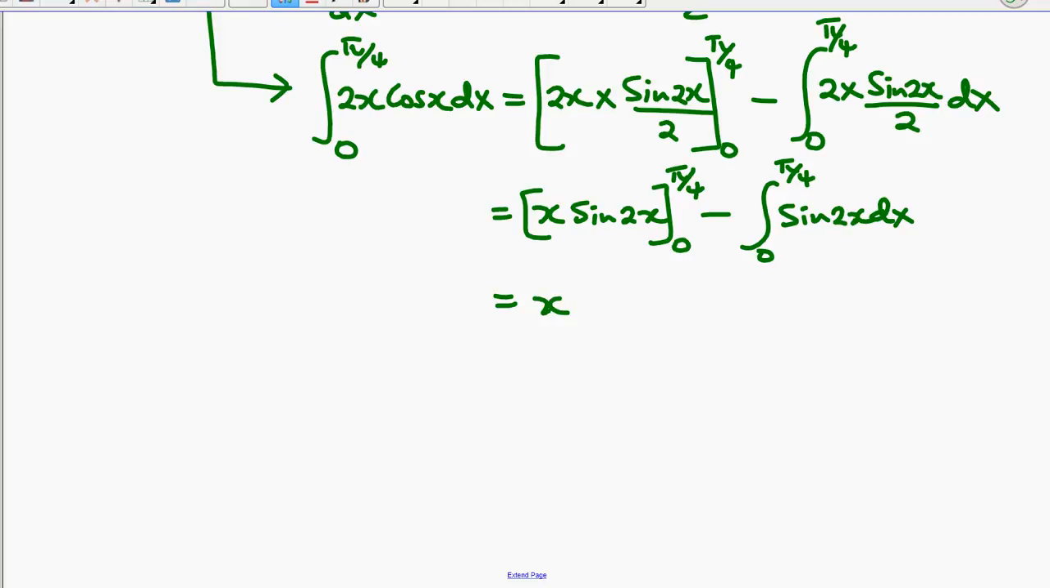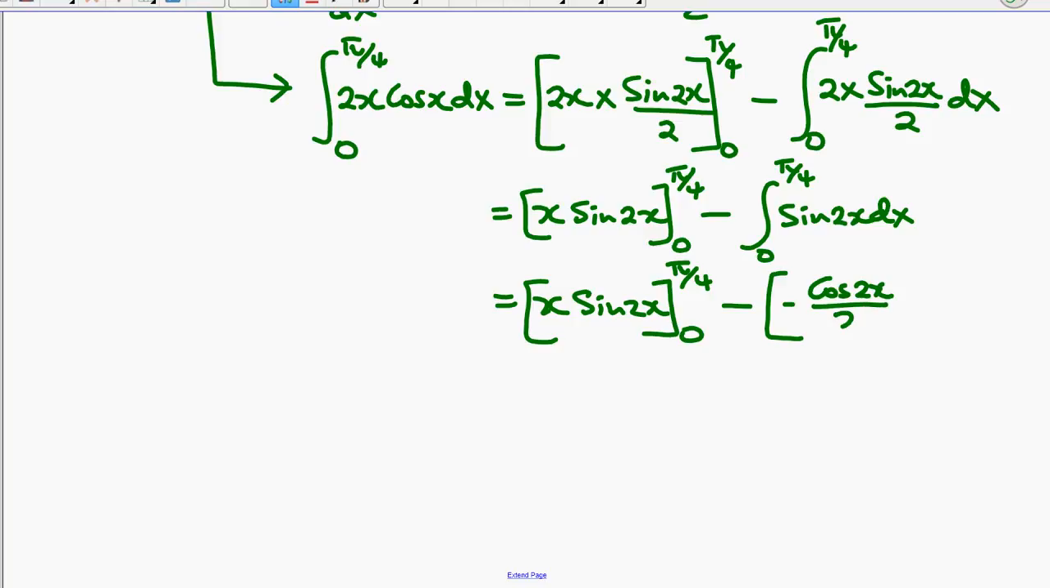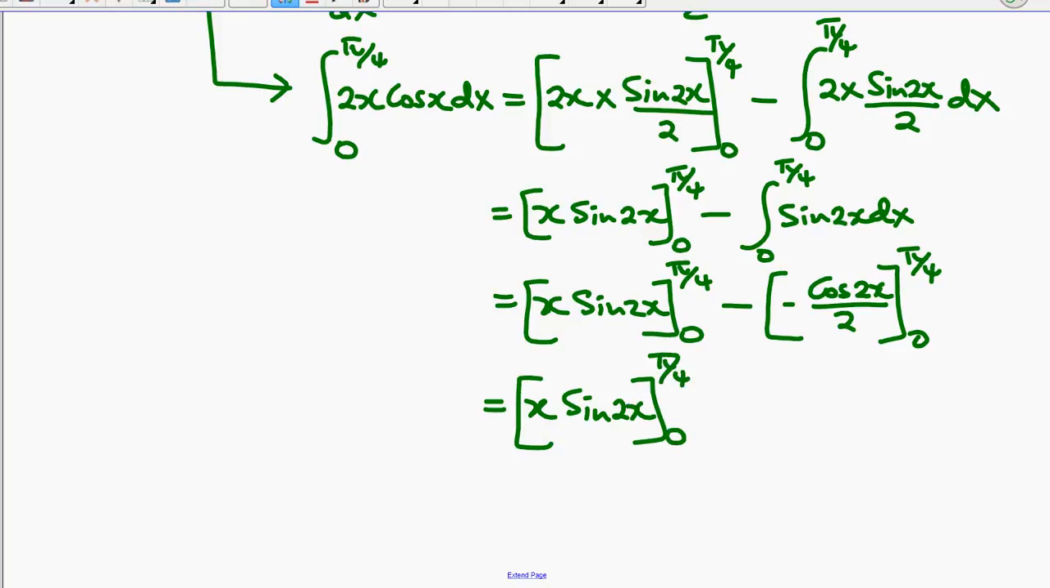Let me just finish the part. I'll leave this the way it is first for now. And then this side, if I integrate it, I'm going to end up with negative cos 2x over 2 from 0 to pi over 4. Simplify this: x sine 2x plus cos 2x over 2, from 0 to pi over 4.